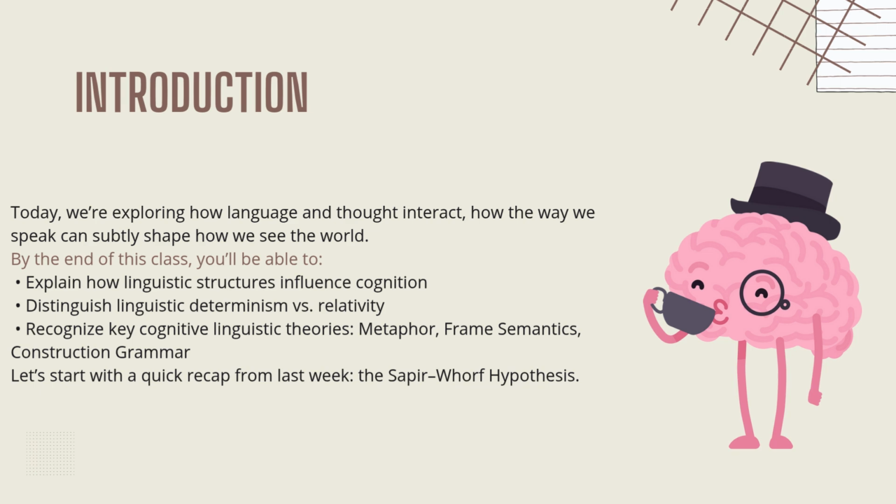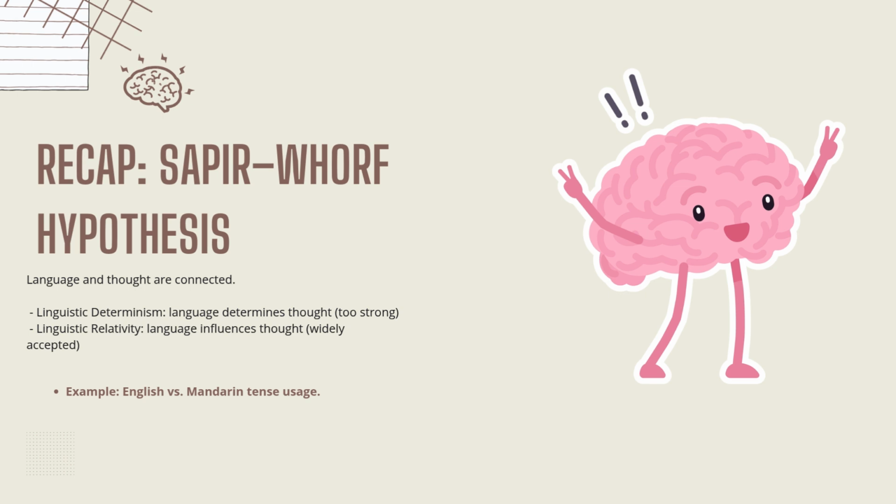So let's do a quick recap. This is very important. As we said, one of them is very strict: language controls thought. The other one, which is accepted, is that language influences thought. For example, here we have English and Mandarin. English speakers usually mark tense. They could say, I went, I go, I will go. But Mandarin speakers focus more on the context instead of tense. They could say something like, I go tomorrow. That small difference trains English speakers to think more about time, while Mandarin speakers may think about completion or situation. This idea, how language structure shapes cognitive focus, is exactly what we are heading to next.